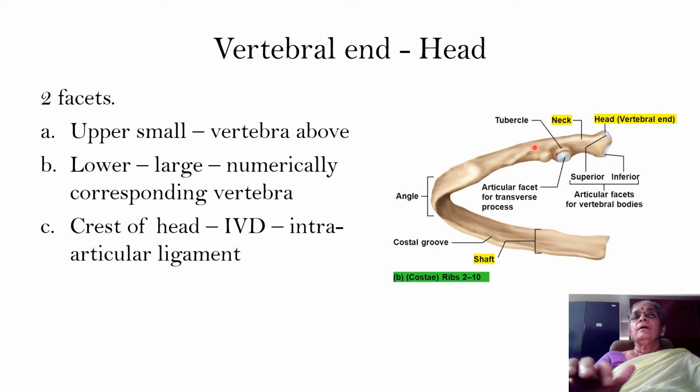So now you understood the upper small facet at the head is for the vertebra above, the lower large facet with the numerically corresponding vertebra, and the crest of the head with the intervertebral disc to which it is attached by means of intra-articular ligaments.